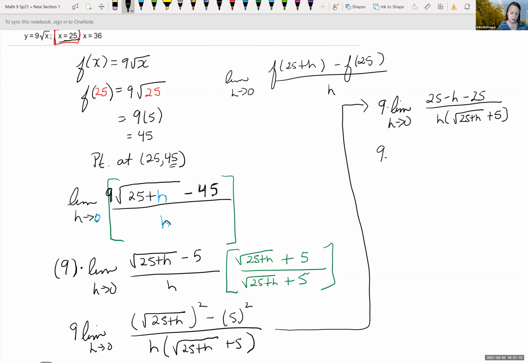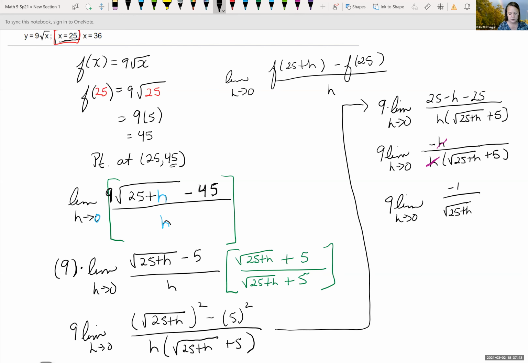Notice in our numerator, those 25s cancel out. I have a 25 minus a 25 up there, and I'm just left with h, all over h times the square root of 25 plus h plus 5. Notice our h's cancel in the numerator and denominator. And we're left with 9 times the limit as h goes to 0 of 1 in the numerator, all over the square root of 25 plus h plus 5.